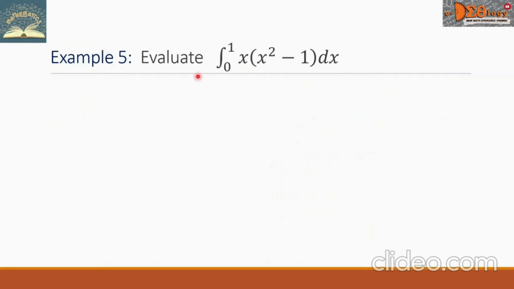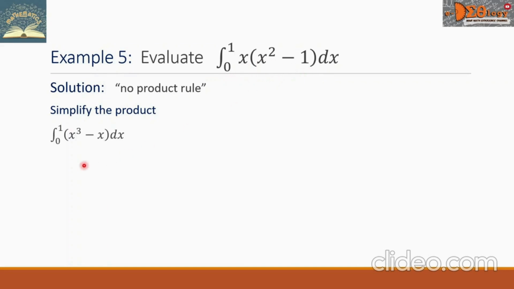Example 5. Evaluate the definite integral x times (x squared minus 1) dx from 0 to 1. In integration, we don't have a product rule. What we do here is simplify the product. So this x, we multiply to x squared, then to the negative 1. So we rewrite this integral as the integral of x cubed minus x dx from 0 to 1.